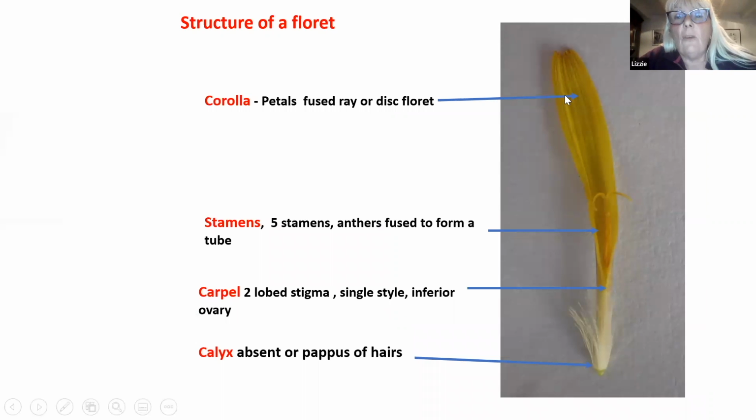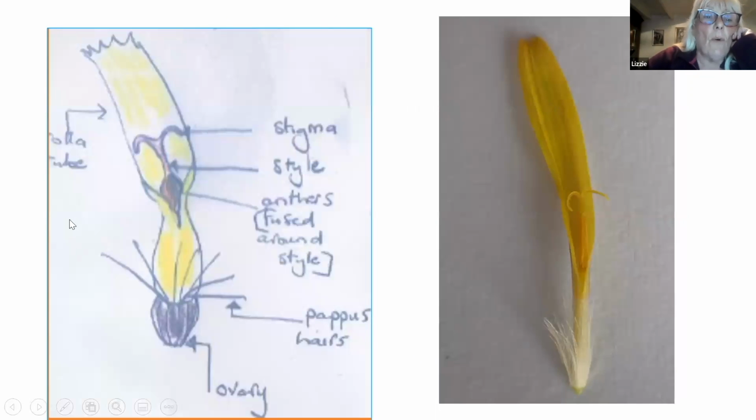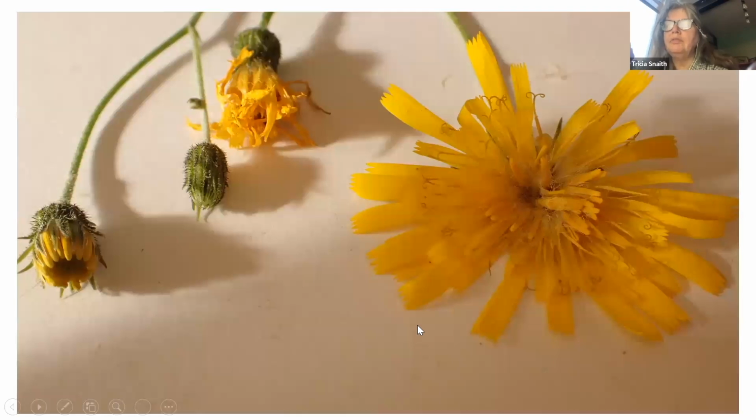So there's the corolla, the petals, which are all joined together. Then you've got your stamens on this tube. The stigma, style, and ovary, which is the carpel, is this part here. And then the calyx, or pappus of hairs. And I've sent you a diagram, this one. It's not perfect because I drew it ages ago just to go out with the practical. But it just gives all the labels on here and relates them to the photograph. So you can have a look at that yourselves. I think I've sent you that one anyway. Yes, you have. Oh, good.